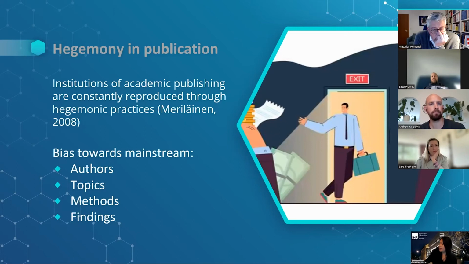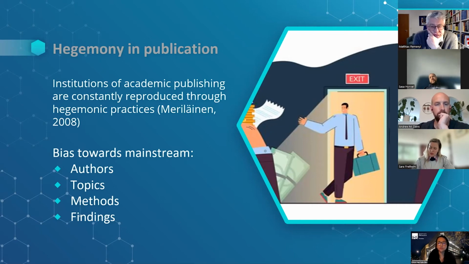And obviously we have a hegemony in publications because institutions of academic publishing are constantly reproduced through hegemonical practices when they are selecting mainstream authors, mainstream topics, mainstream methods, and findings. So if you have the proper topic for them, the proper finding for their interest, or if you have a really famous author, then it is likely that you will get published. So if you are not part of the club, you are out.